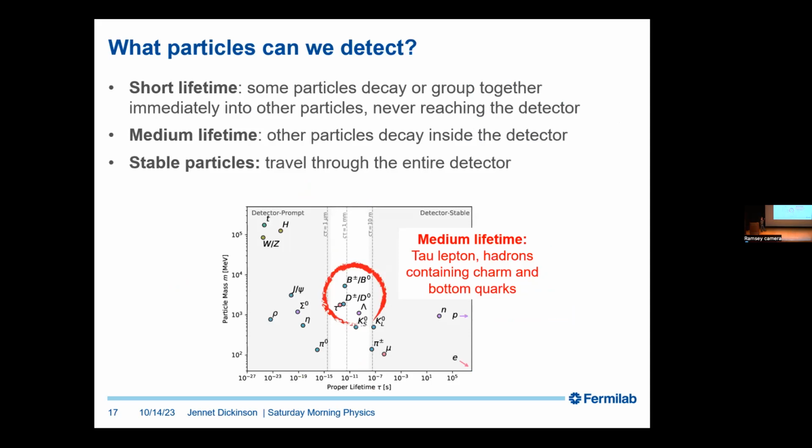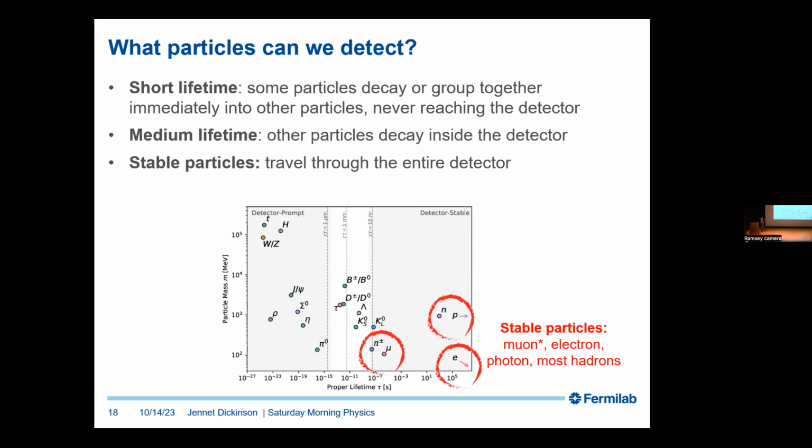We also have a bunch of particles with this medium lifetime, like the tau lepton, which is the heaviest lepton. Also hadrons that contain charm or bottom quarks. So when you have quarks that group together and one of those quarks is a bottom quark, or one of them is a charm quark, those tend to live a little bit longer than something like a pion.